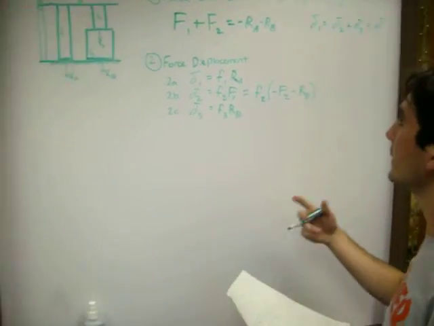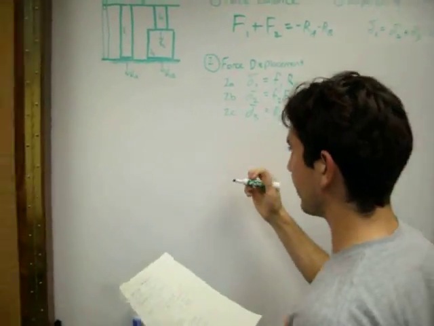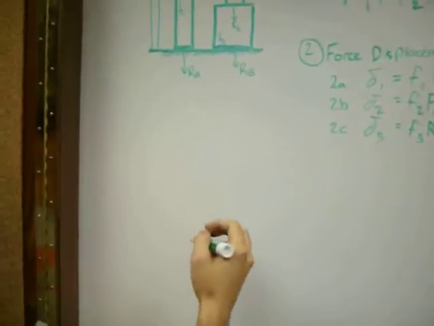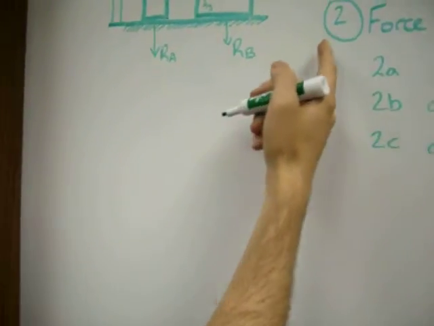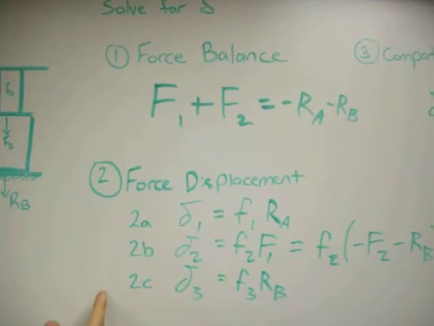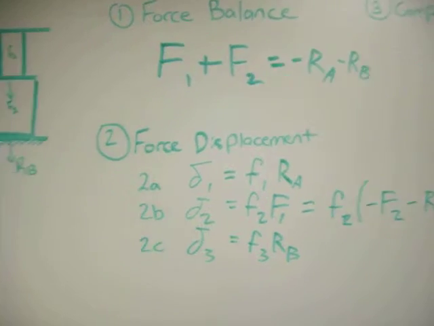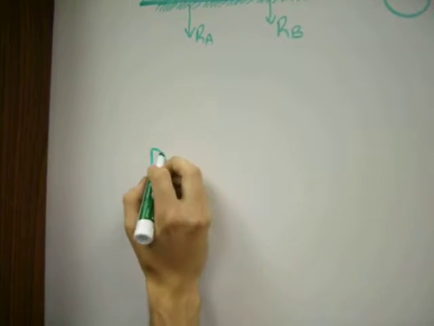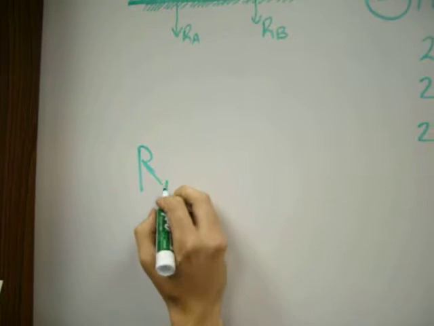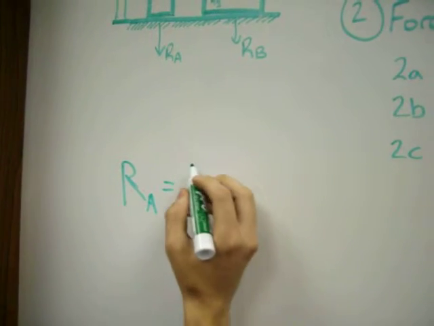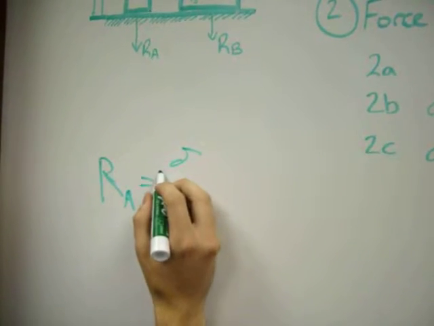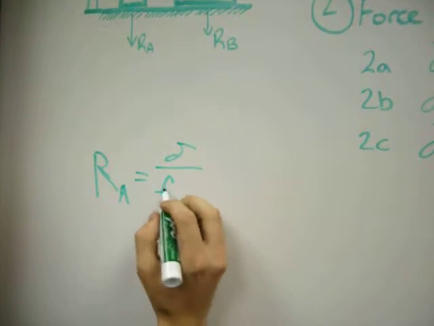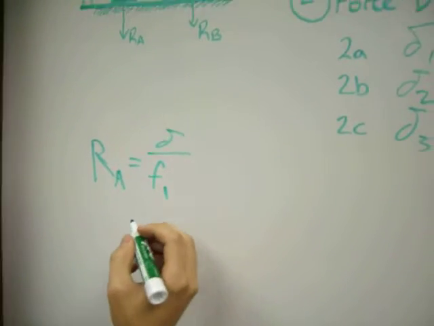So now we want to combine equations 2A through C with equation 3 from the compatibility, and we can arrive at something where solving for RA equals its displacement over the flexibility 1.